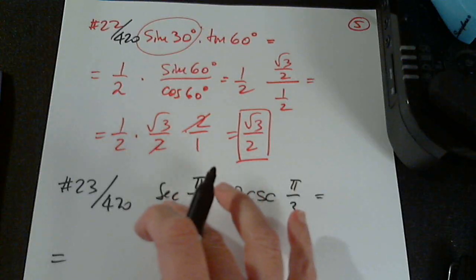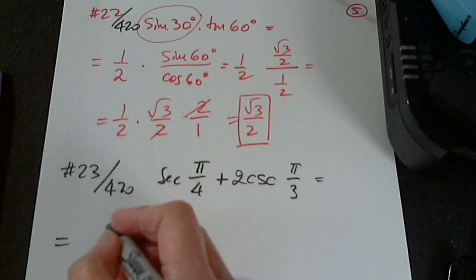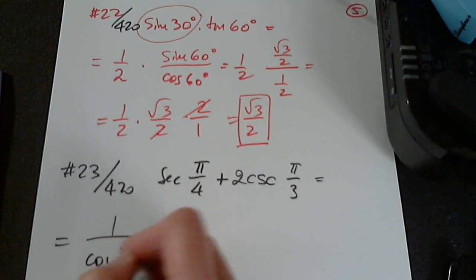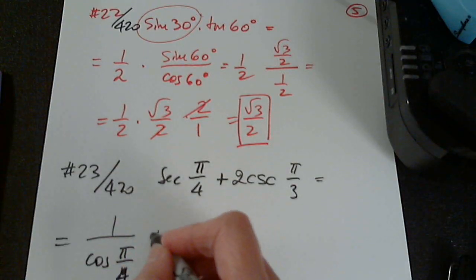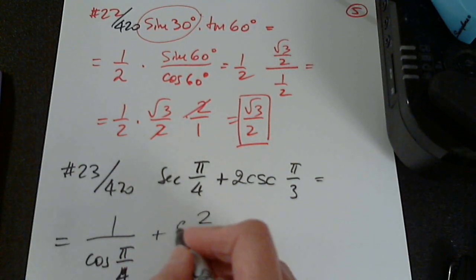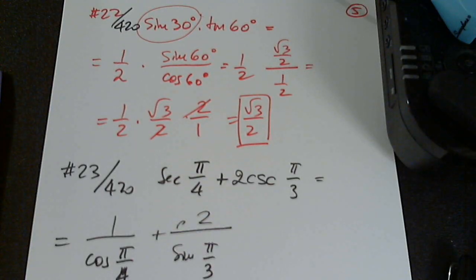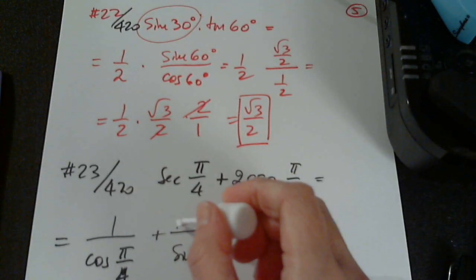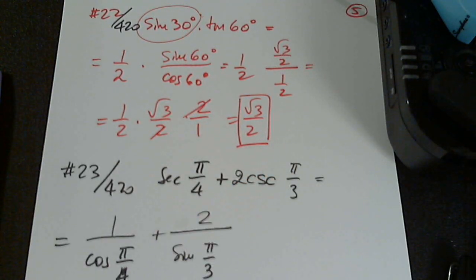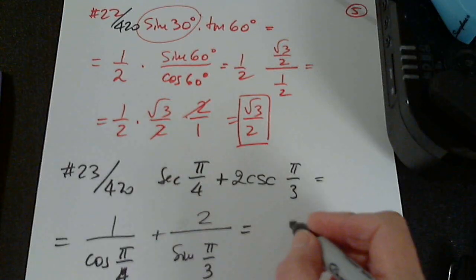So you don't have to ever worry about these two as long as you know that this is 1 over cosine pi over 4, and this is 2 over sine pi over 3. So you never have to worry about secant or cosecant unless you want to. But you have to know the identity: secant is 1 over cosine and cosecant is 1 over sine. So now I just fill them in.